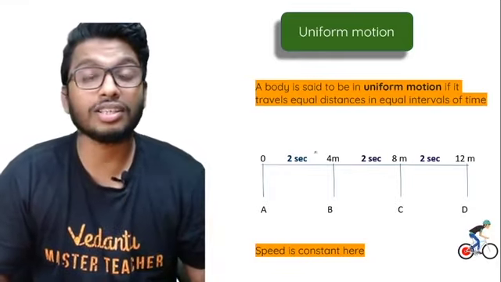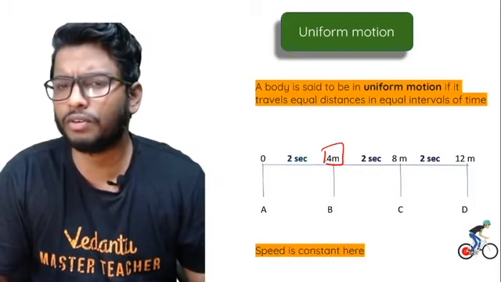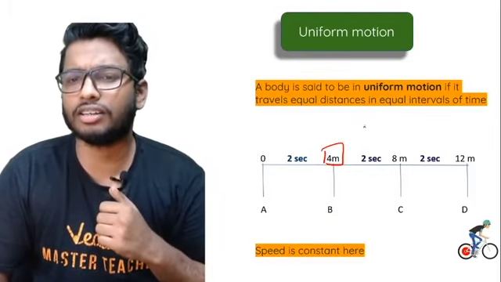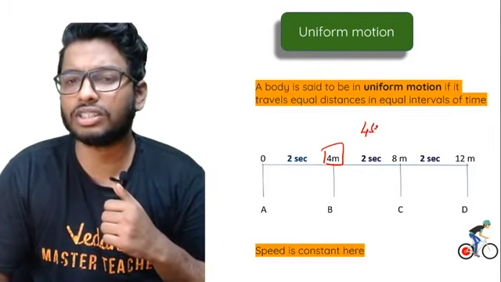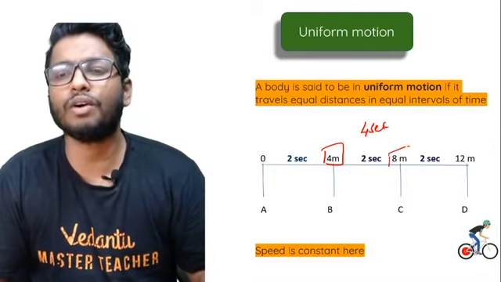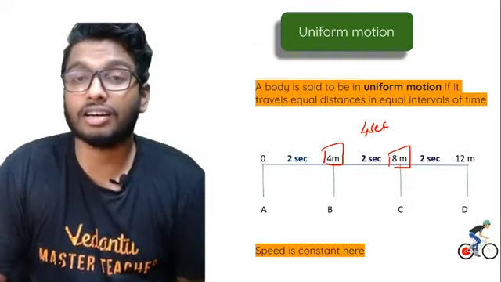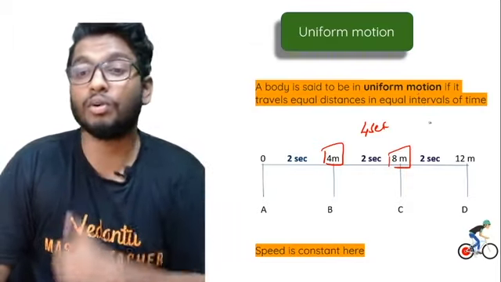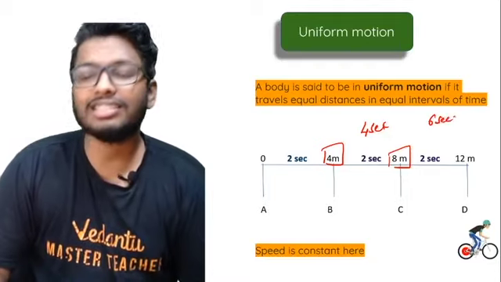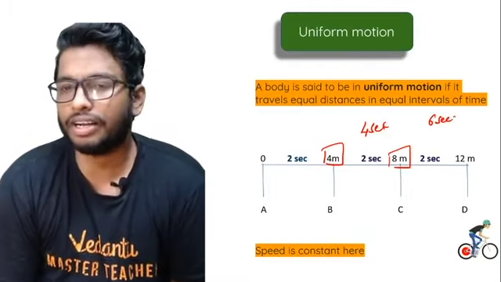So I check what distance he's covered: in 2 seconds, 4 meters. If I check at the 4th second, I see that he's covered another 4 meters, so it's 8 meters. If I check his distance in another 2 seconds, that is in the 6th second, I see that the distance he's covered is 12 meters.